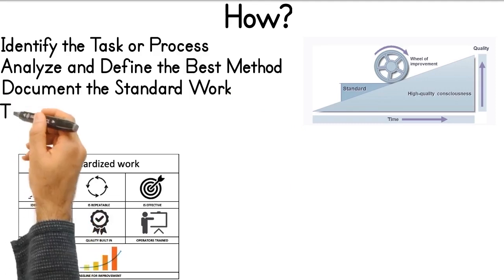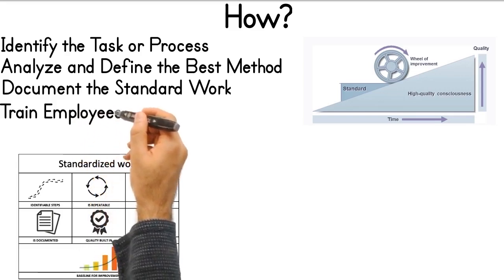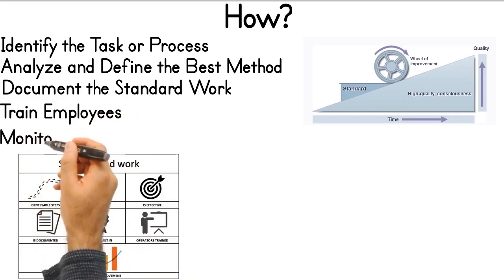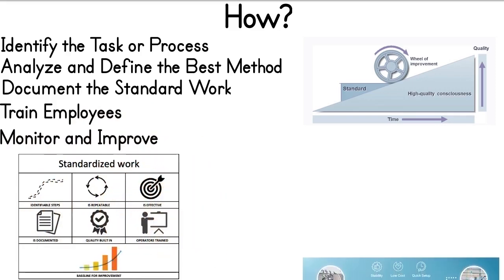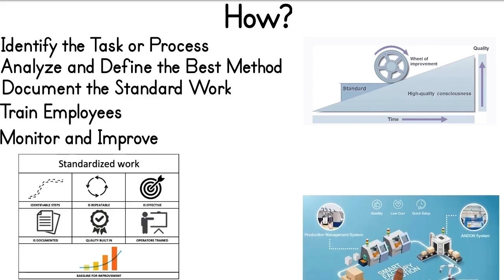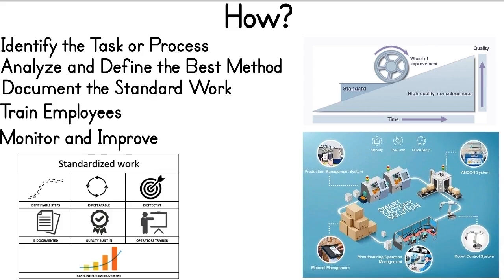4. Train employees. Ensure all employees involved in the task are trained on the standardized work procedures. Provide ongoing support and feedback to ensure adherence to the standard. 5. Monitor and improve. Continuously monitor the performance of standardized work and look for opportunities to improve the process. Standardized work is not static, it evolves with improvements and changing conditions.